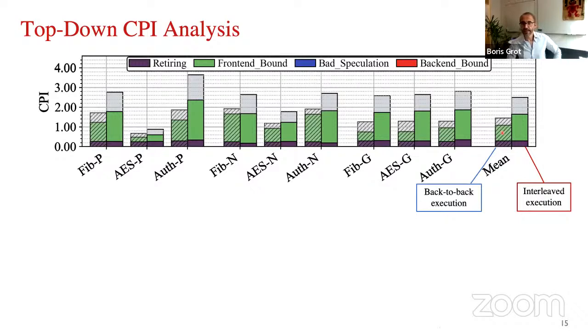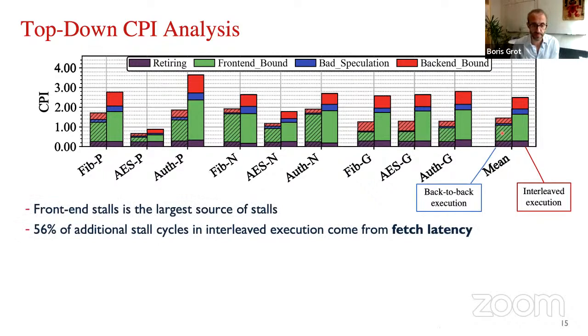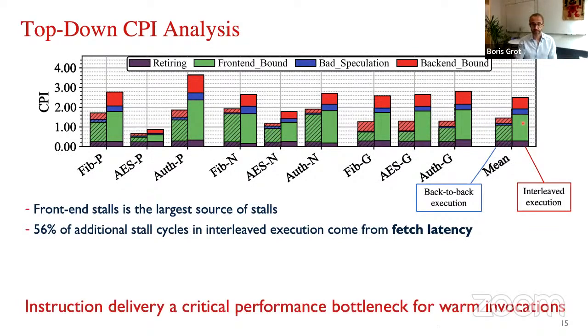Most of the time is spent in the processor front end. Front end means we're fetching instructions, trying to deliver instructions to the core in order to be decoded, executed, and so forth. This is really killing us, and we'll talk more about that. Bad speculation means branch mispredictions. The red is the backend, and this is mostly waiting on the loads and the stores. Well, mostly we wait on the loads, so this is waiting for the data to be delivered to the core. Front end instruction delivery is the largest source of stalls. About 56% of additional cycles compared to back-to-back execution are spent waiting on the processor front end. So basically, we're really struggling delivering instructions to the core.